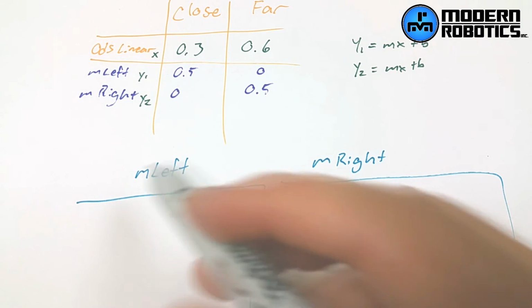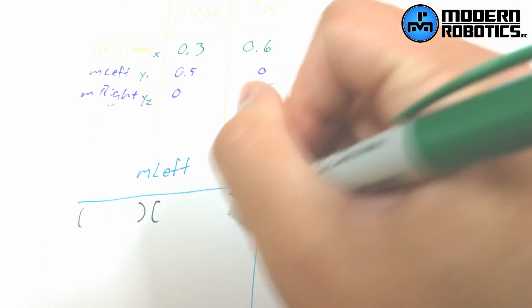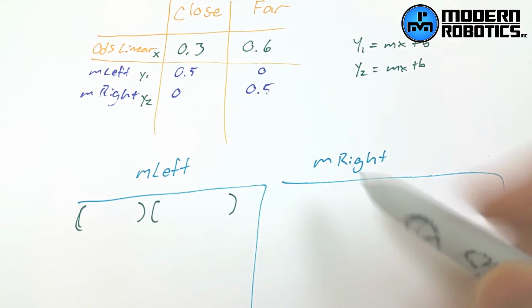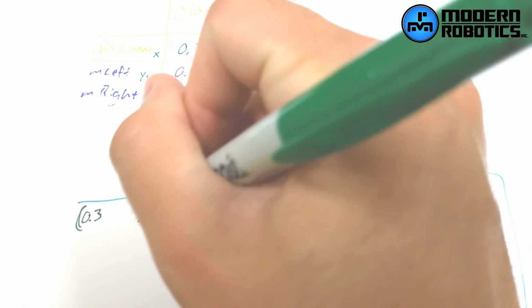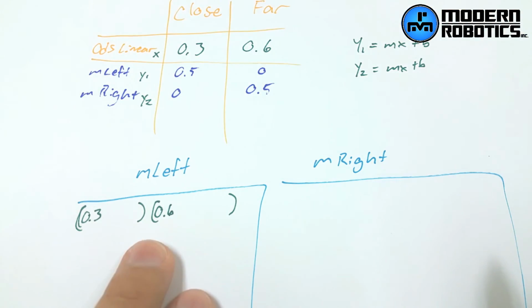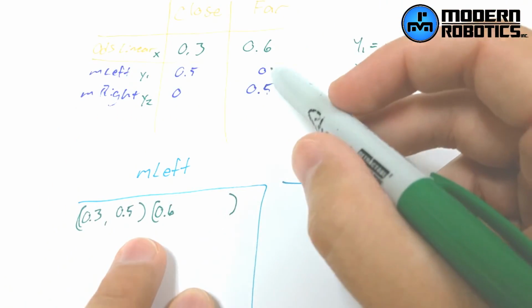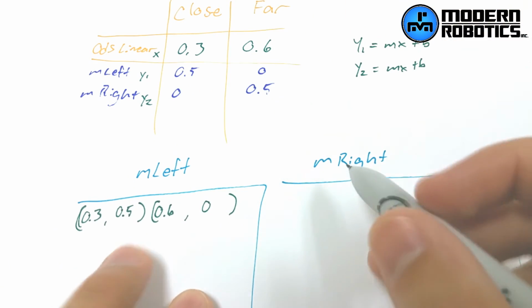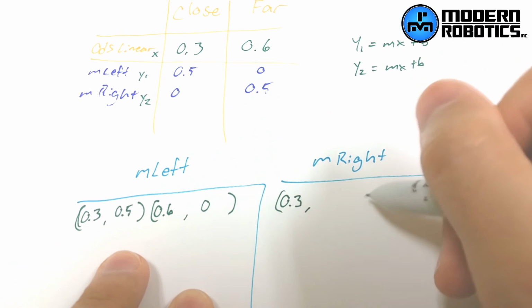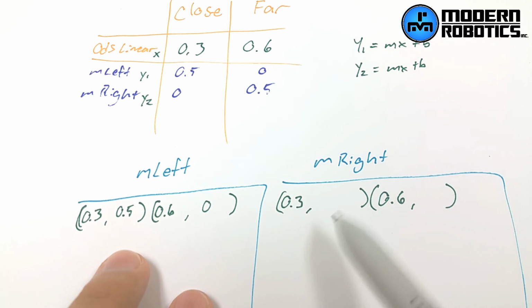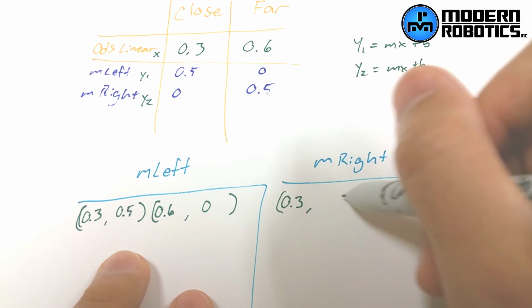So for m left, we have 2 points. We have two x values, 0.3 and 0.6. We're going to use those in both of these equations. We have 0.3, 0.6. Both of these are m left. So 0.3 with m left is 0.5 as the y value, the output. And 0 over here. For m right, we have still 0.3 and 0.6. Now the difference is that now for m right we have 0 and 0.5. So the opposite way around.